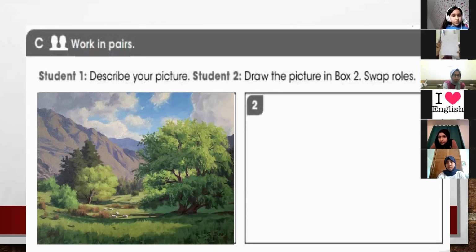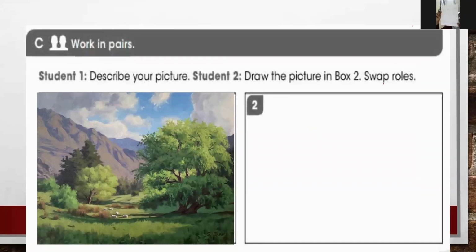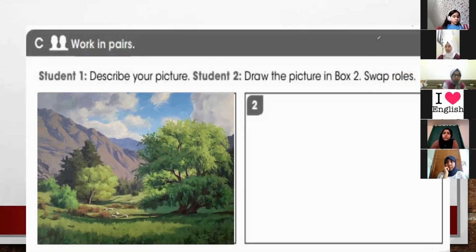Very nice. Now we will swap roles. Fatima will draw a picture, and you have to describe it to Serene, and Serene will draw it. I will bring another paper. Yes, bring another paper, Serene. You finished? Now describe it to Serene.